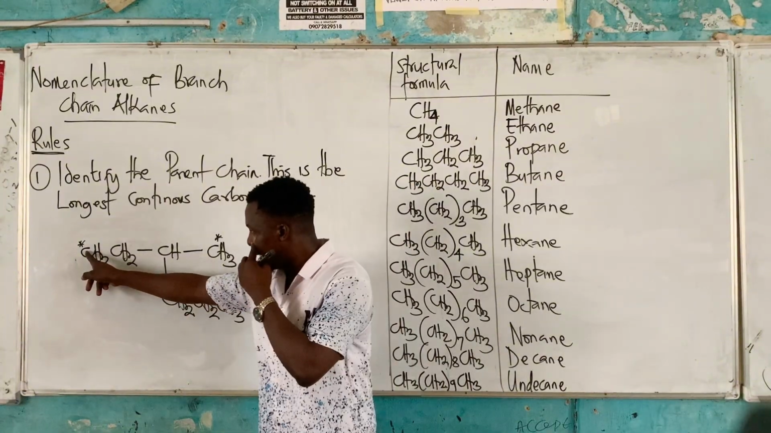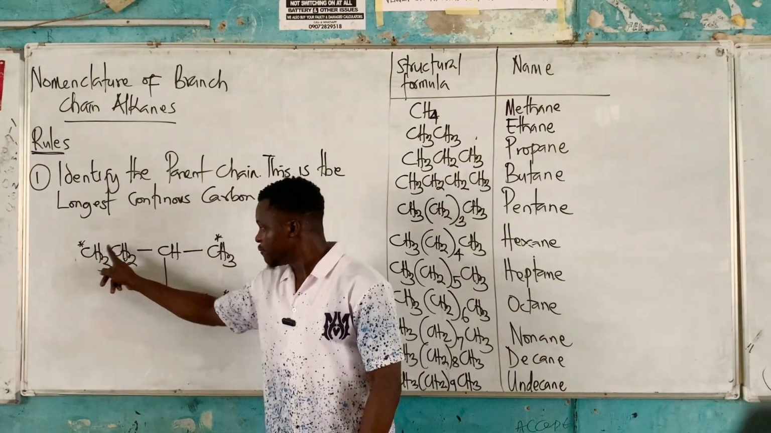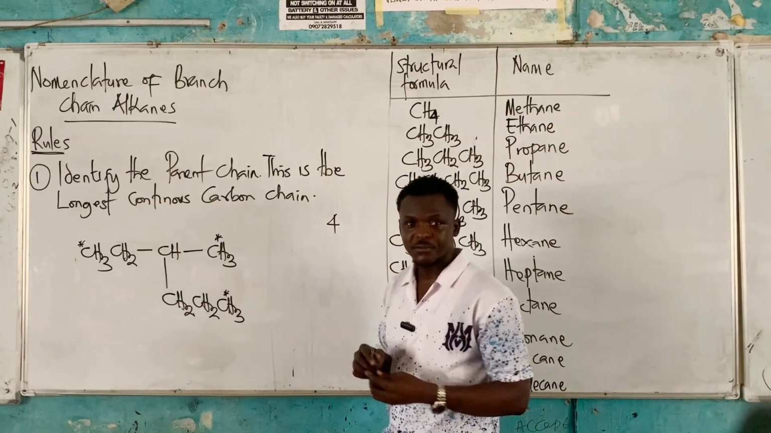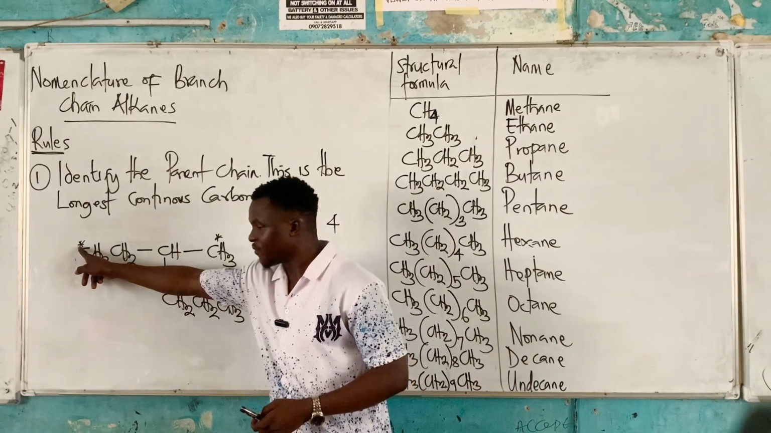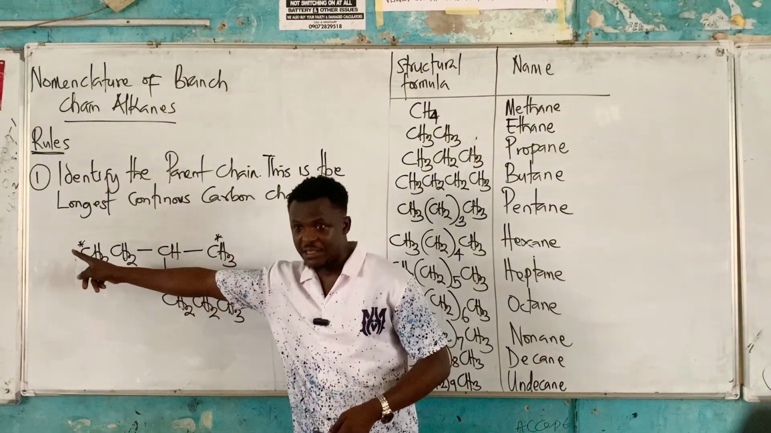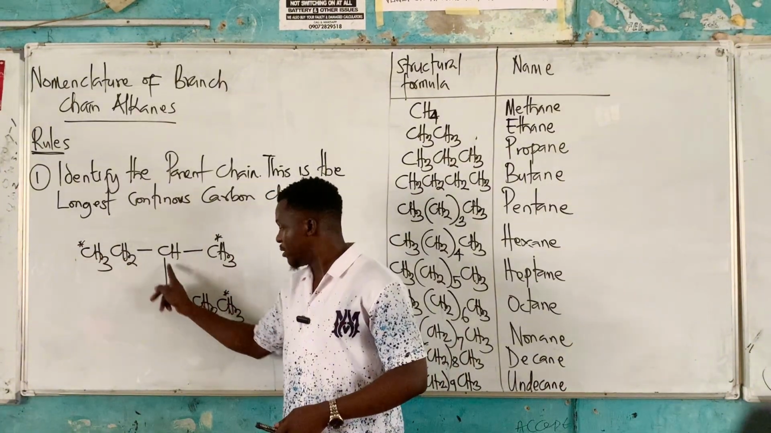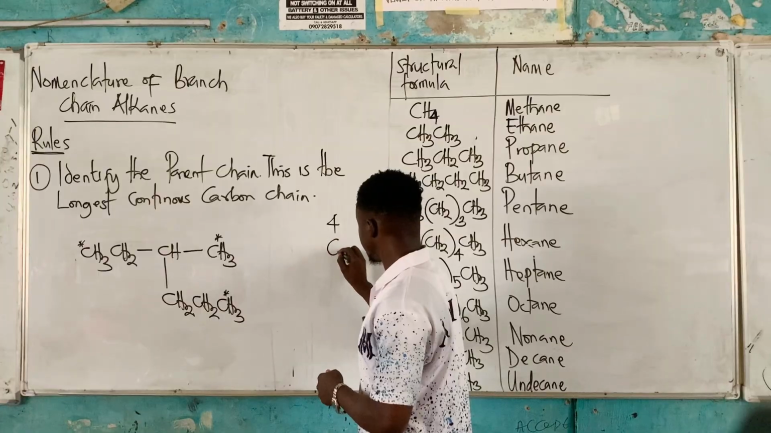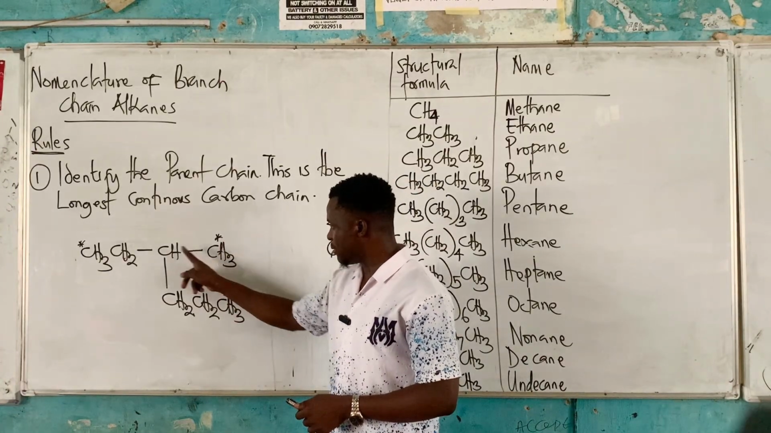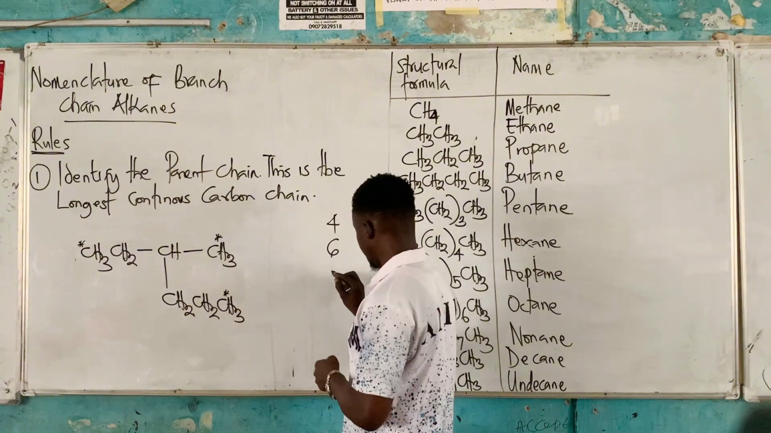So I'll count from this guy to this guy. 1, 2, 3, 4. So counting here, the carbon chain is 4 carbons. Now let's count from this edge to this edge, which is equivalent to saying from here to here. 1, 2, 3, 4, 5, 6. This is from here now to this guy. 1, 2, 3, 4, 5.